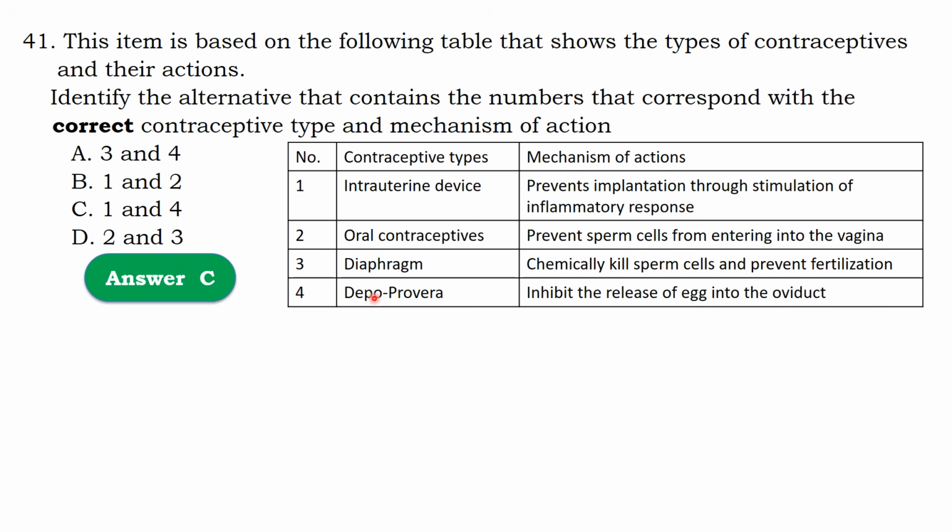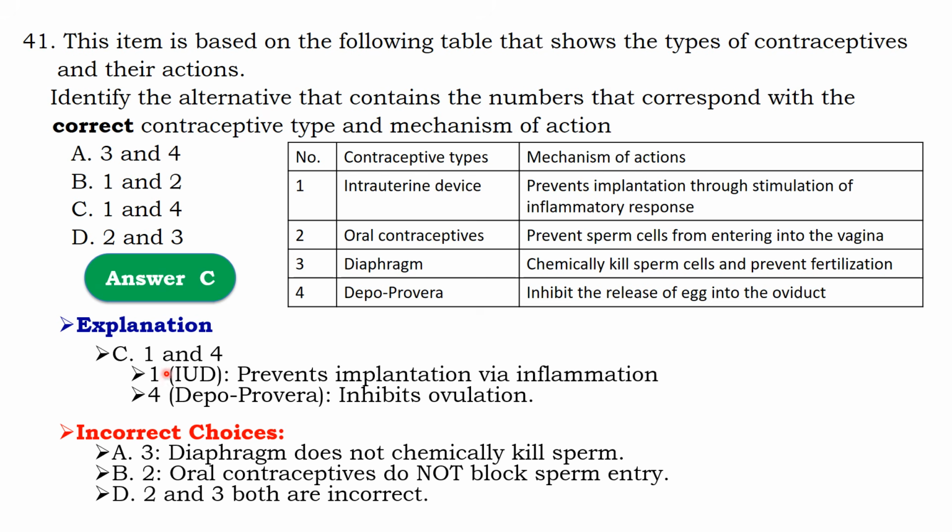This is correct. So number 1 and number 4 are correct. Intrauterine device prevents implantation via inflammation. Number 4, Depo-Provera inhibits ovulation.